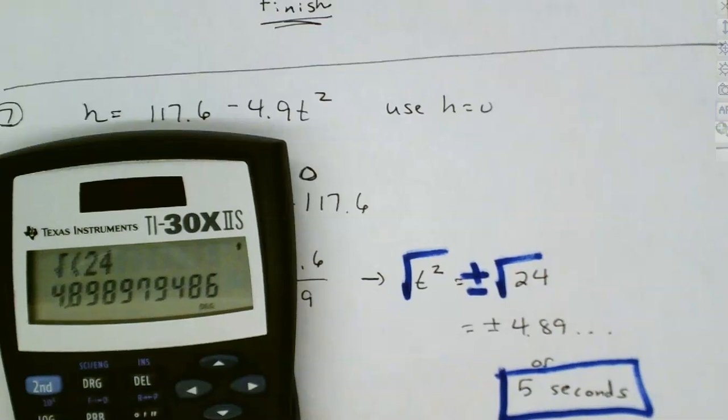And I just got that to the nearest second, close enough. So it should take about 5 seconds for that to reach the ground. It doesn't say anything about rounding, so I'm just going to go to the nearest second.